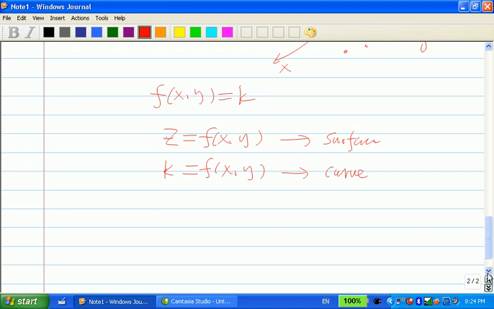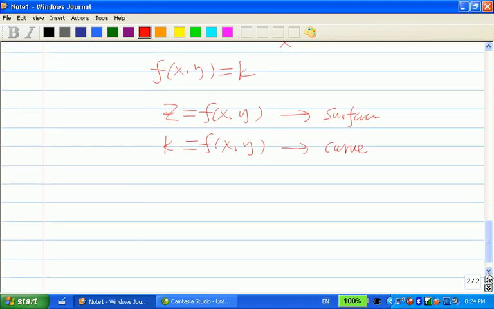Why does the second one give you a curve, and what kind of curve is that? Now, this really means this. You have one surface, and the second one is z equal to k. Combine those, and what do you get? You get f(x,y) equal to k, right? So what does that mean?